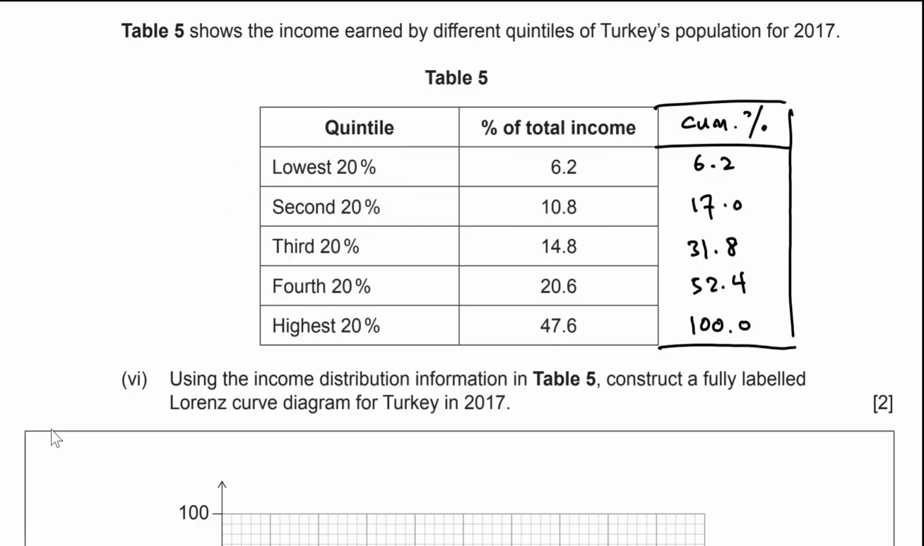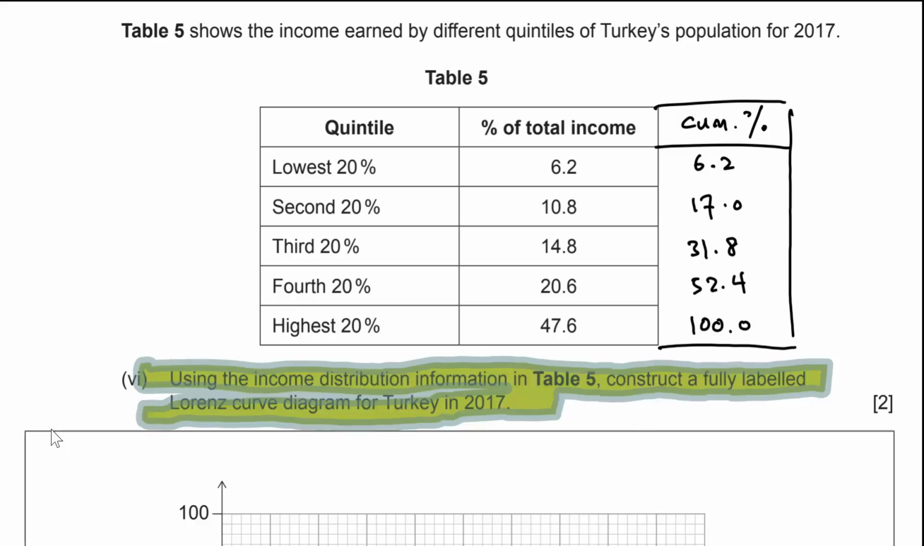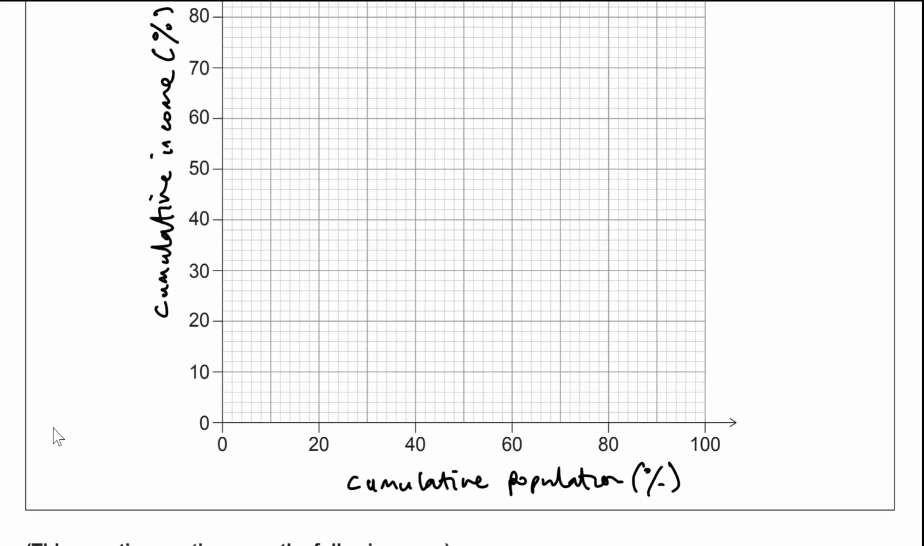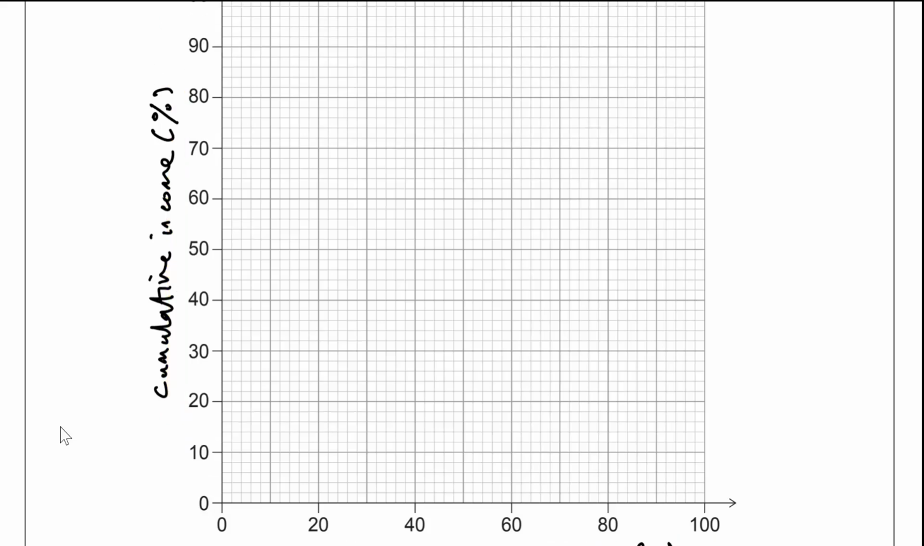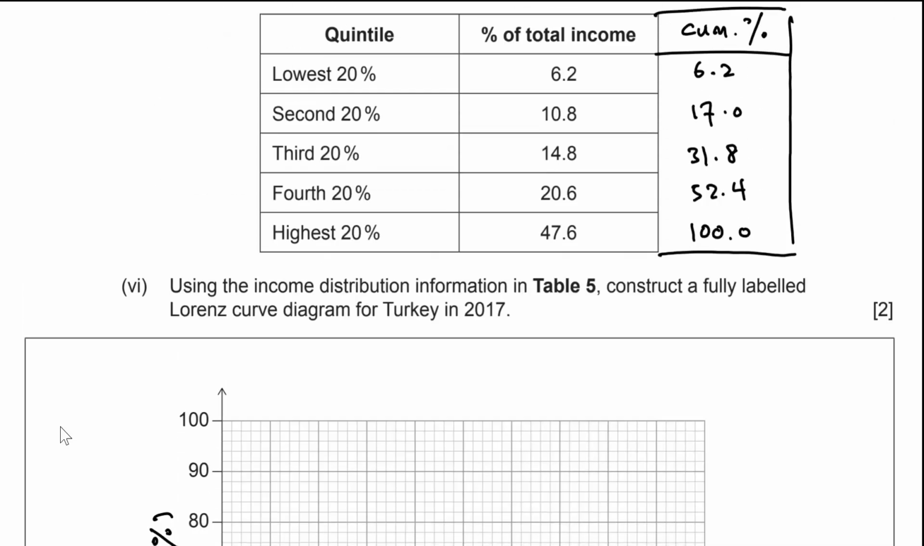Now, what do we have to do? We have to use the information from table 5 to construct a fully labeled Lorenz curve diagram for Turkey in 2017. So what the heck is a Lorenz curve? Well, a Lorenz curve is basically a graph on simple XY space. On the horizontal axis, we have the cumulative proportion, and on the vertical axis, we have the cumulative income. And we can actually get this information from the preceding table. What we have to do is, as you can see here in the table, modify the table a little bit.